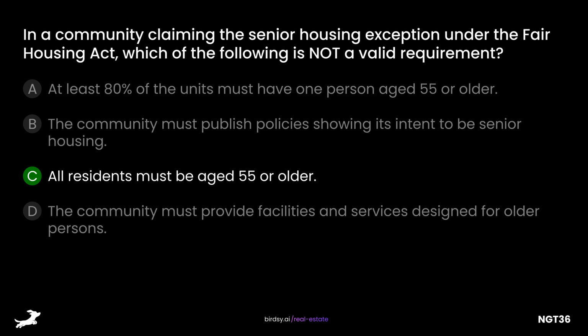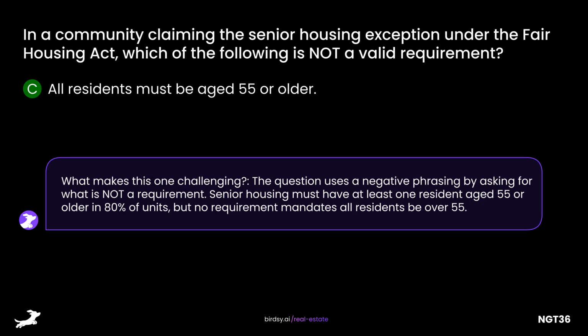The answer is C, all residents must be aged 55 or older. What makes this one challenging? The question uses negative phrasing by asking for what is not a requirement. Senior housing must have at least one resident aged 55 or older in 80% of units, but no requirement mandates all residents be over 55.